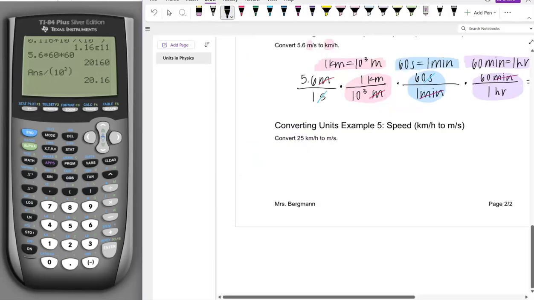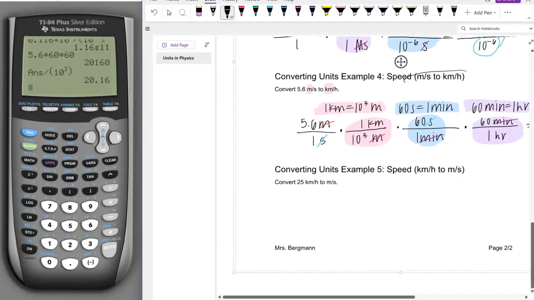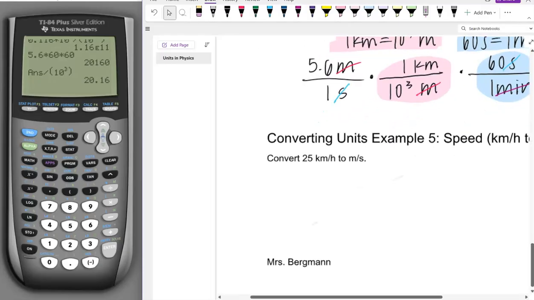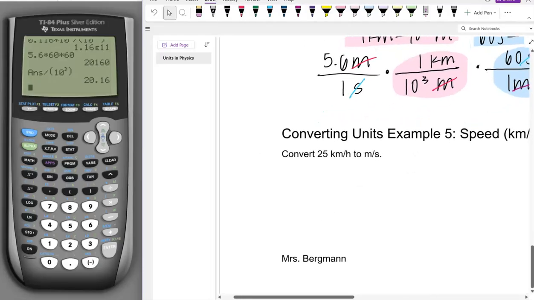All right, finally, the last one is also a speed question, except this time, instead of going meters per second to kilometers per hour, we're just reversing that. We're starting out in kilometers per hour. We're converting to meters per second. Those are the common speed units you're going to see in physics class. So that's why we're going to practice these going both ways between each other.